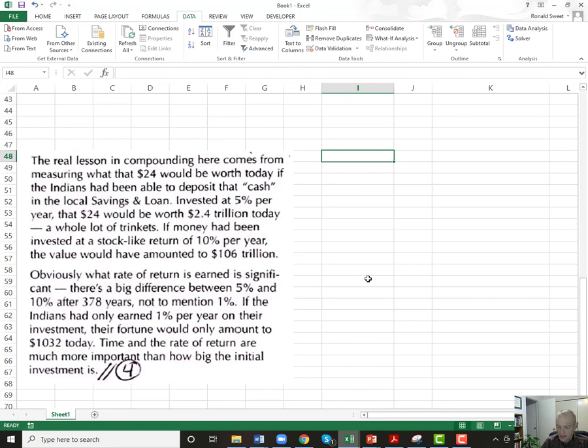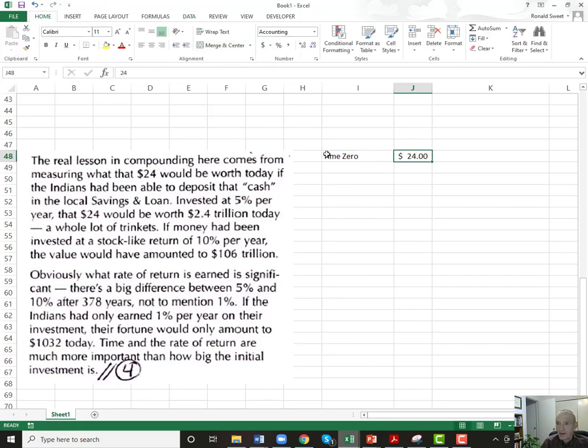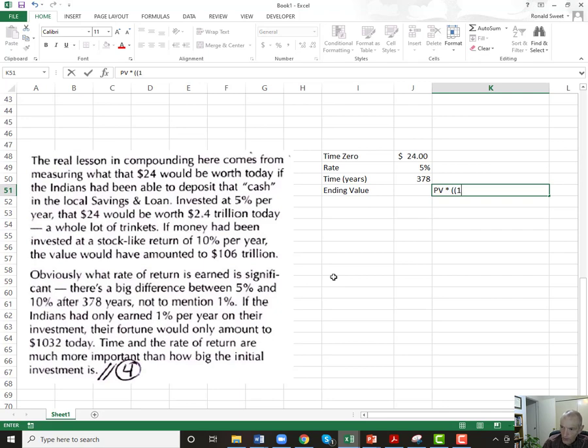Now this is where I think he actually makes a mistake. So time 0, we've got $24. And so let's look at the rate. So the worst rate he wants to do is 5%. So he's saying this, and I think he gives us the number of years, 378 years. So obviously today would be a different number. But the time is 378. We're doing this in years. So let's figure out the ending value. So remember, we've got the present value times 1 plus the rate raised to the time, very similar to what we did the first time. So you take $24 times 1 plus 5% raised to this 378, and what do you get?